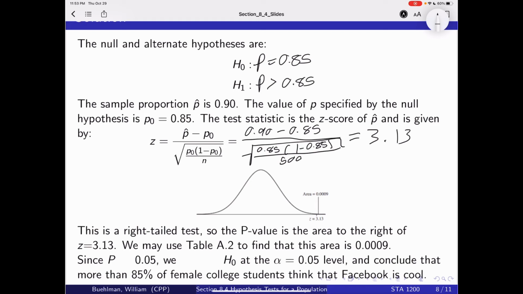Since this is a right-tailed test, we need to find the area to the right of z equaling 3.13. We use table A2 to find this area, which we find as 0.0009. Since the p-value 0.0009 is less than 0.05, we reject the null hypothesis at the alpha equals 0.05 level. Thus, we can conclude that more than 85% of female college students think Facebook is cool, so the marketing executive can use that slogan.